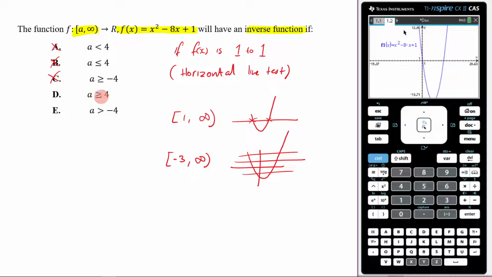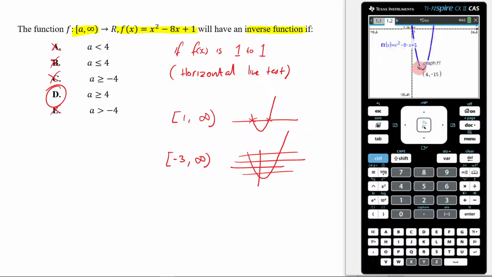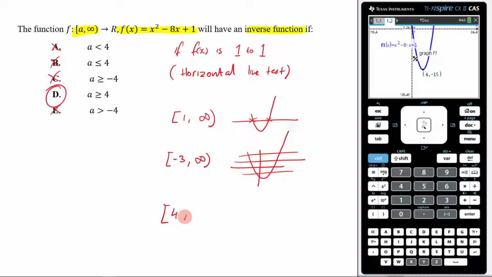Actually, is it? A is greater than or equal to 4. This E is no good because it's just kind of the same as C. D has to be your answer. Let's think about it for a second. If a is greater than or equal to 4, well, that works because here's 4. If it's greater than or equal to 4, that means it's going to look like 4 to infinity, right? There's 4, it's going up like that. Do you see how it's only one part of the graph? This works because when I draw a horizontal line, it's only ever going to touch it once. D's your answer.